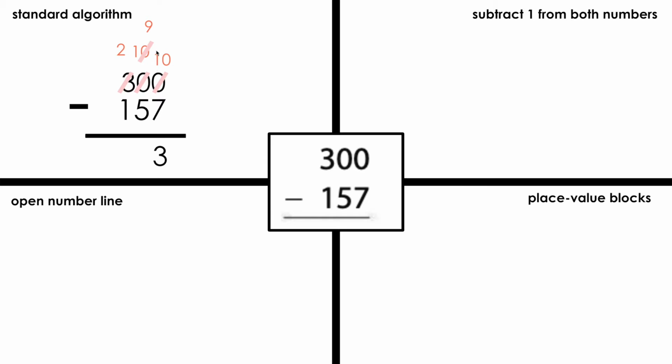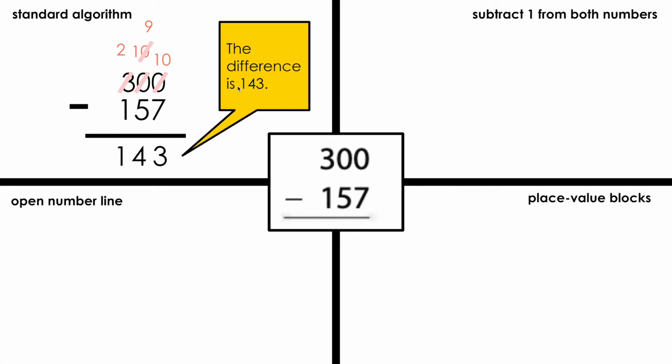Let's subtract 5 from 9. 9 minus 5 is 4 tens. Let's subtract 100 from 200. 2 minus 1 is 1. 143. The difference is 143.